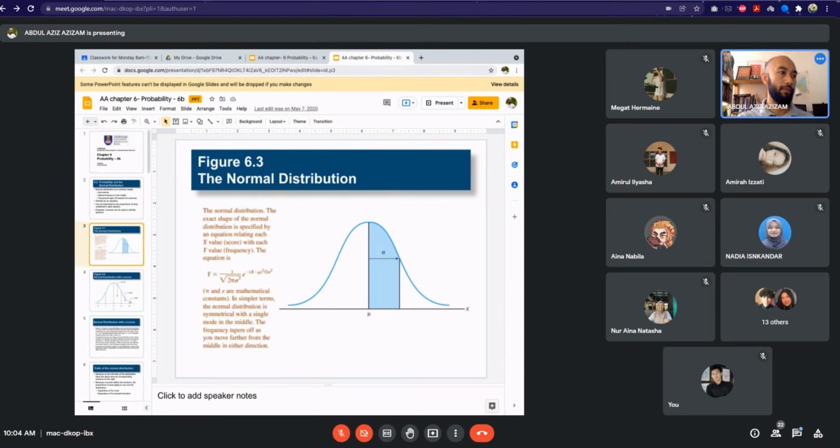Okay, for example, the exact shape of the normal distribution is specified by an equation relating each x value with each y value, and the equation is y equals 1 divided by square root 2 pi sigma square, untuk kita dapatkan percentage. This is the formula lah. Kalau you buat ni, you mati. So you tak perlu buat benda ni. Orang dah kira siap-siap dah untuk kita.